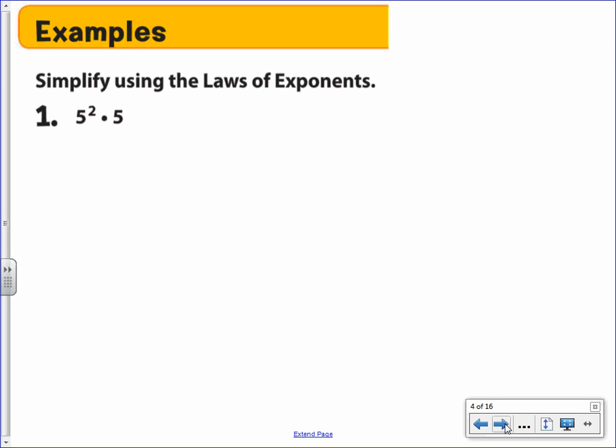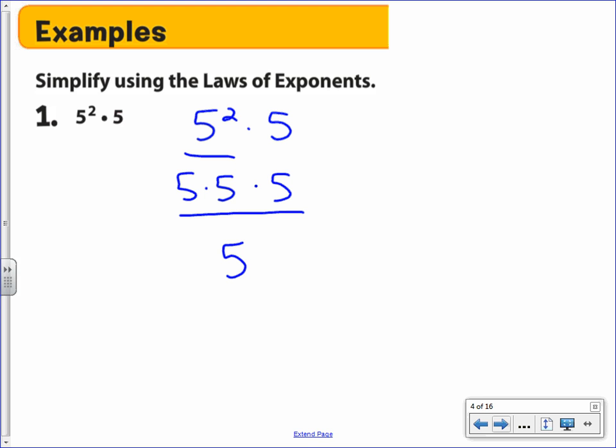Example 1, simplify using the laws of exponents. 5 squared times 5. Well, 5 squared is 5 times 5, all right? And if I multiply that by 5, and I'm going to write these as exponents, using exponents, I have a repeated base of 5. That's my base, and my exponent would be 3.